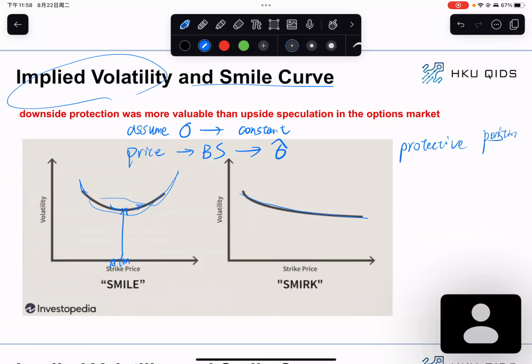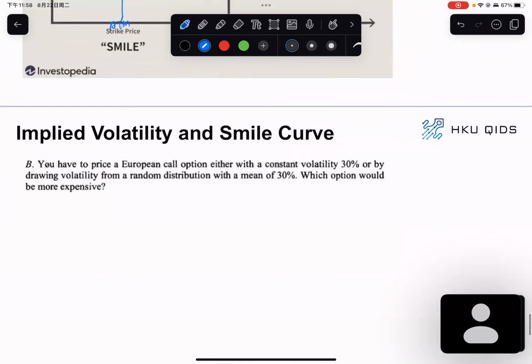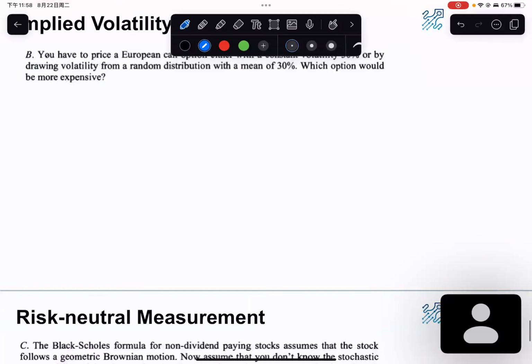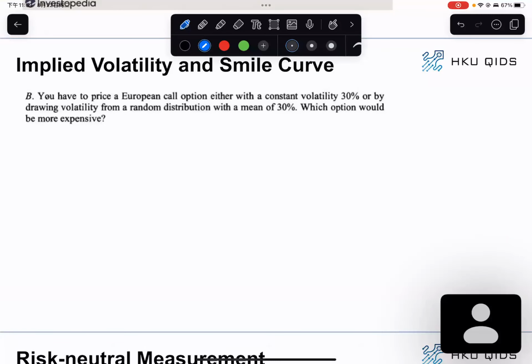So which means people are much more willing to pay for the downside risk than to do long speculation. Downside protection was more valuable than upside speculation, and thus the volatility is higher, because only if there are people trading it could the volatility be high, right? So let's see two questions.